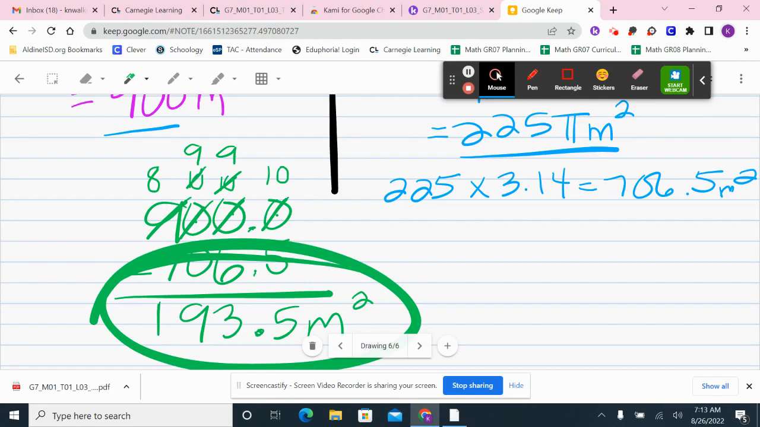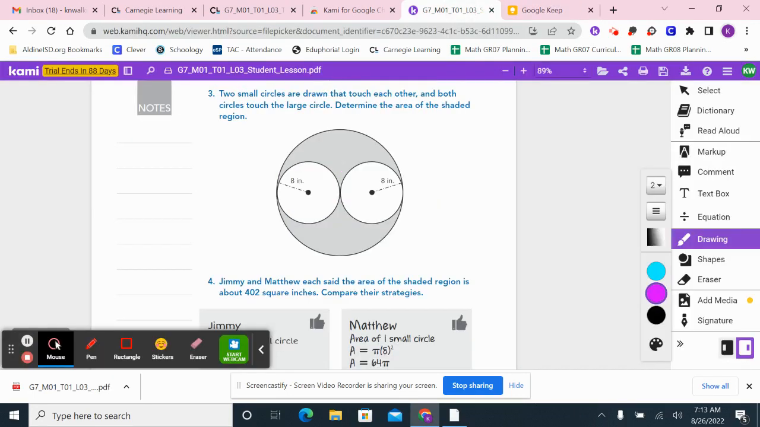And that's question number 2. Here's question number 3. I'm about to show you my work for that. But before I do, you should have noticed that these radius give us information and hints to the measurements of all 3 of these circles.